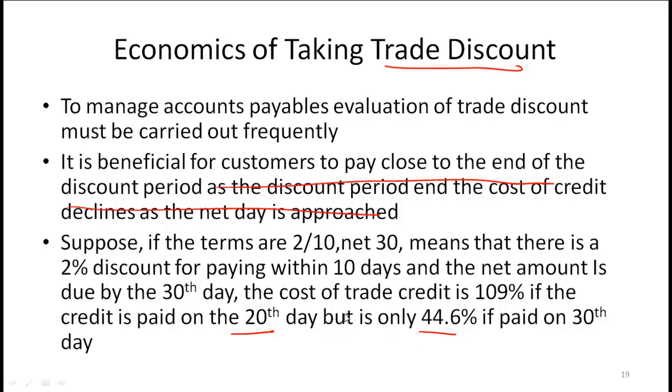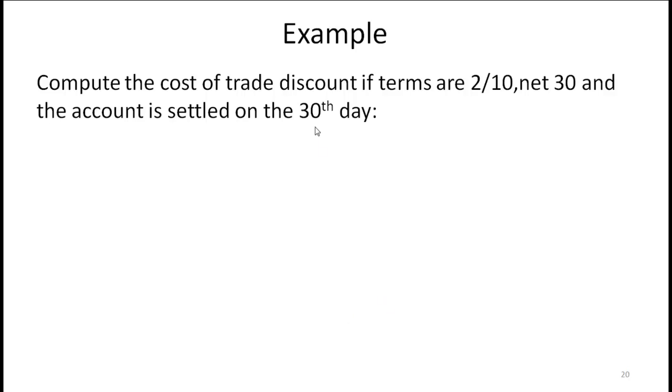Now how do we get these numbers? Let's do this through an example. So let's do this together. What is the cost of trade discount if terms are 2/10 net 30 and the account is settled on the 30th day? Now here is a quick question. First of all, what does 2/10 net 30 mean? It means that you get a 2% discount if you pay by day 10, otherwise you have to pay the entire amount in 30 days. So just make a mental note whether you think it makes sense to pay on the 10th day or on the 30th day, and we will now figure out what the correct answer is.